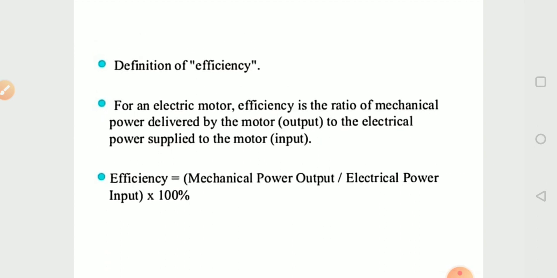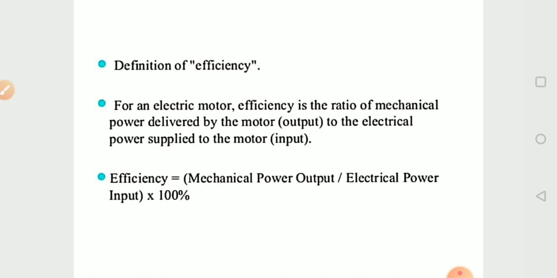Now, what is efficiency? You know very well, efficiency is the percentage of electrical energy that can be converted into usable mechanical energy, because a motor changes electrical energy into mechanical energy. When a percentage of electrical energy is converted into usable mechanical energy, this is called the efficiency.